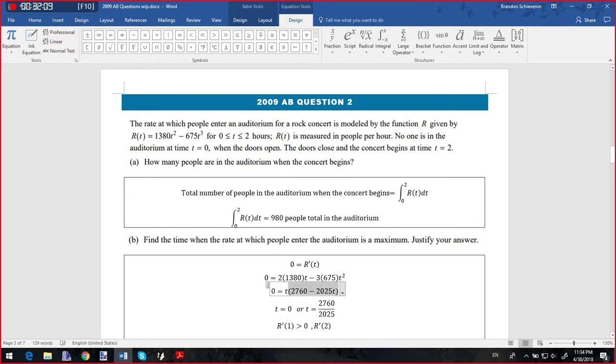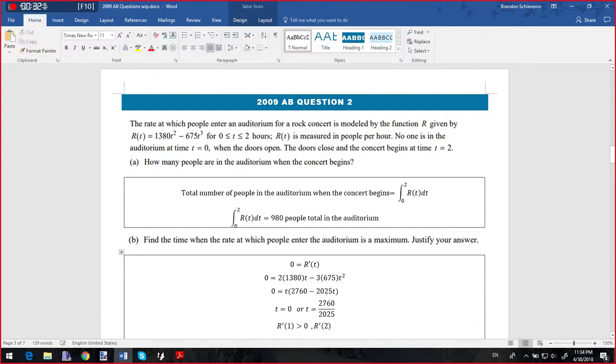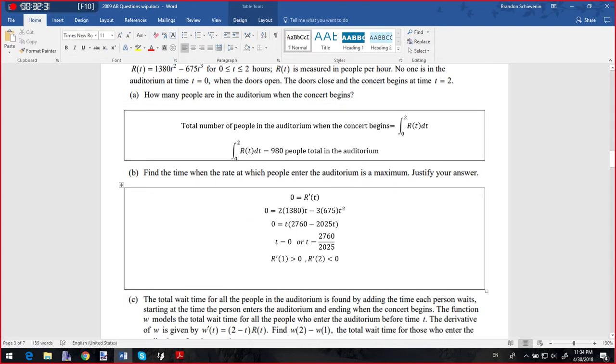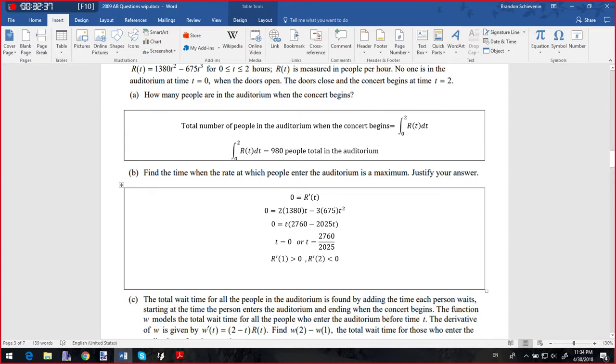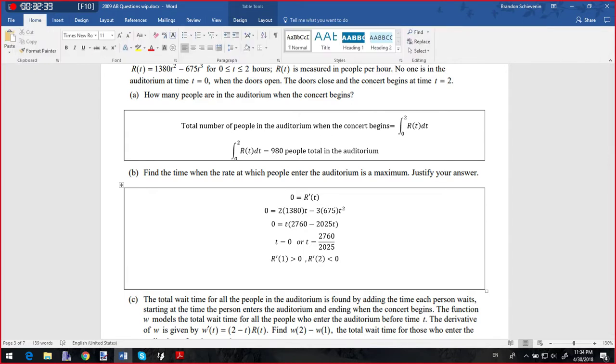Into this part. Positive. Negative. Okay, it's going to be negative. So I'm changing from positive to negative. So is this a maximum or a minimum if I'm changing from increasing to decreasing? Maximum. Maximum, cool.